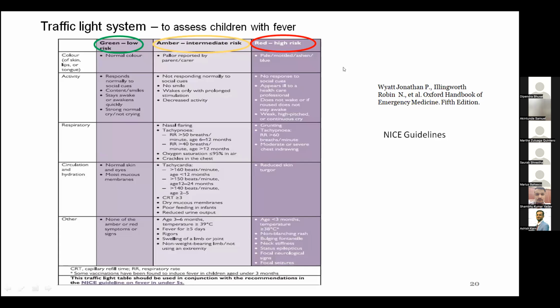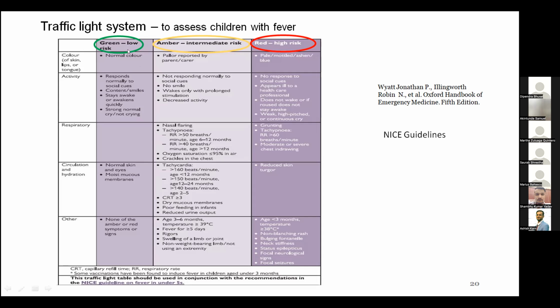So this is like a traffic light signal. Does anyone know about this traffic light in the pediatric age group? This traffic light is green, amber, and red. We should know about this when we see any febrile child. It includes color, activity, respiratory, circulation, hydration, and other things.